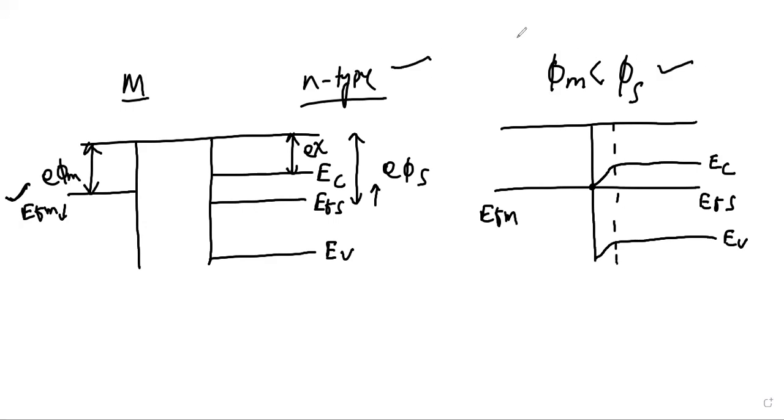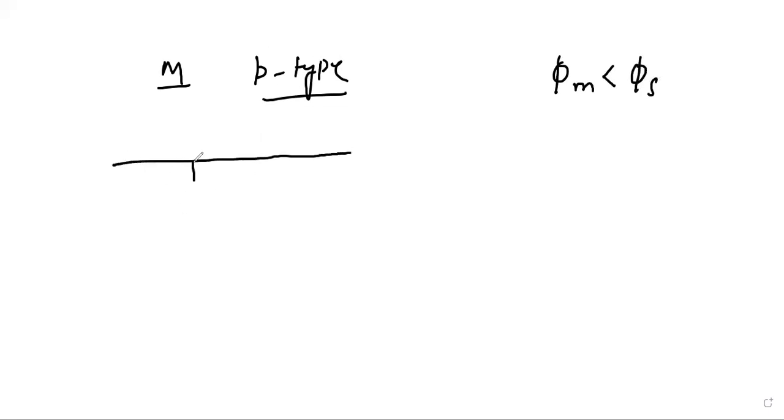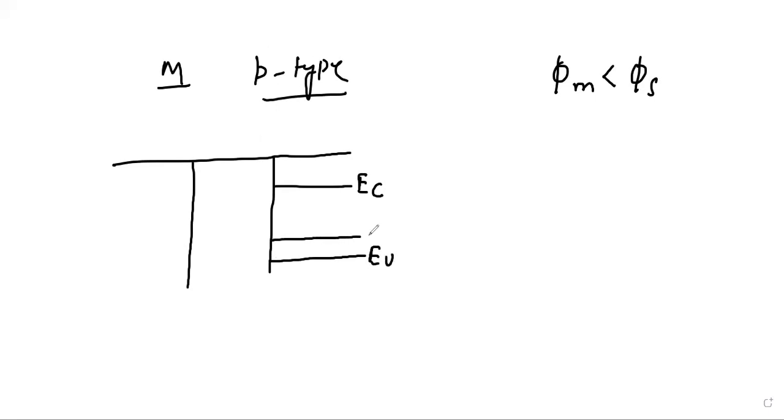Similarly, we can draw for a metal and a p-type semiconductor, for the condition phi m is less than phi s. Okay, so exactly the same way we will draw it separately. For p-type, we know the position of the conduction band and all. So let us draw EC, this is the conduction band. Then the Fermi energy level will be closer to the valence band. So this is EV. So you got your EFS somewhere here close to the valence band.